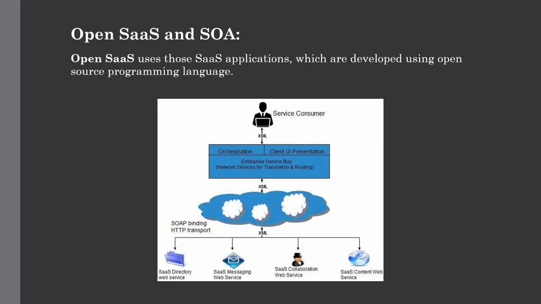And now we will see some introductory part of open SaaS and SOA. So what do you mean by that? Open SaaS uses those SaaS applications which are developed using open source programming languages. These SaaS applications can run on any open source OS and databases. It has some benefits such as no license is required as it is open source. Also it has low deployment cost. It has less vendor lock-in, as well as it is a more portable and robust solution.